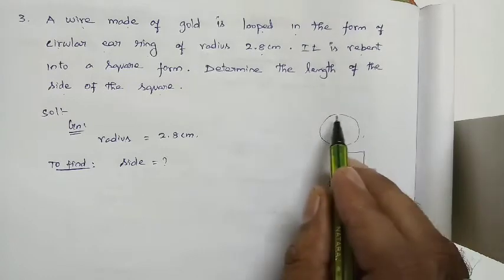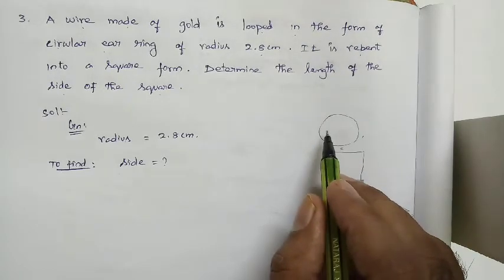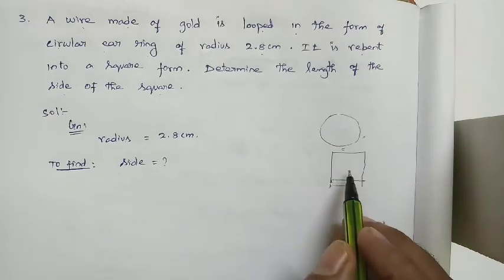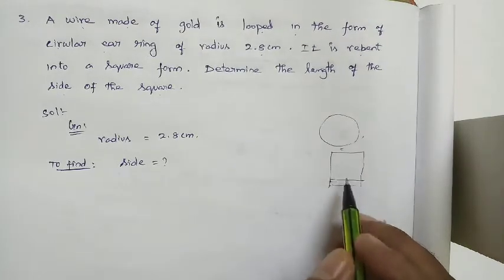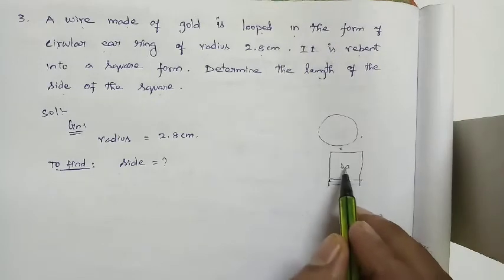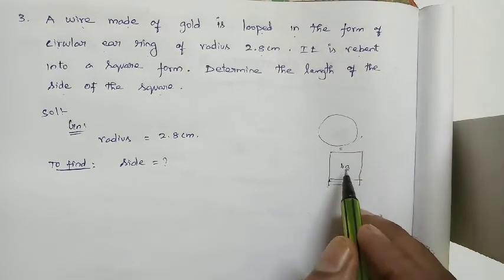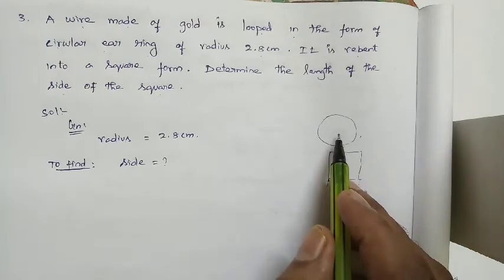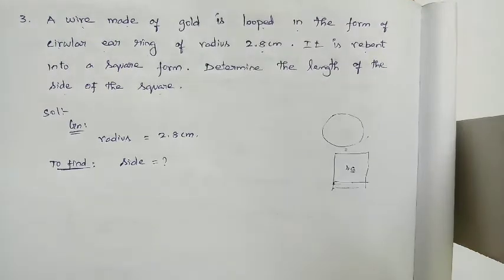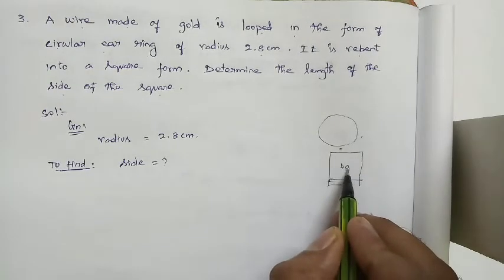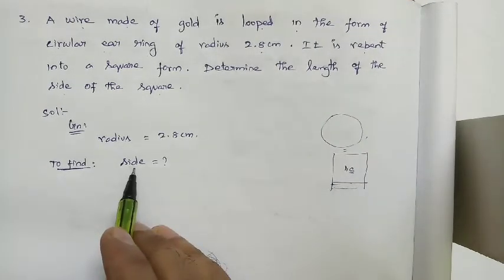If we know the value of the perimeter of a circle, then we can equate it with the perimeter of a square formula. What is the formula for the perimeter of a square? 4a. By equating the circumference of the circle with the perimeter of the square, we can find the value of a. Then we'll get the value of a, which is the side of the square.